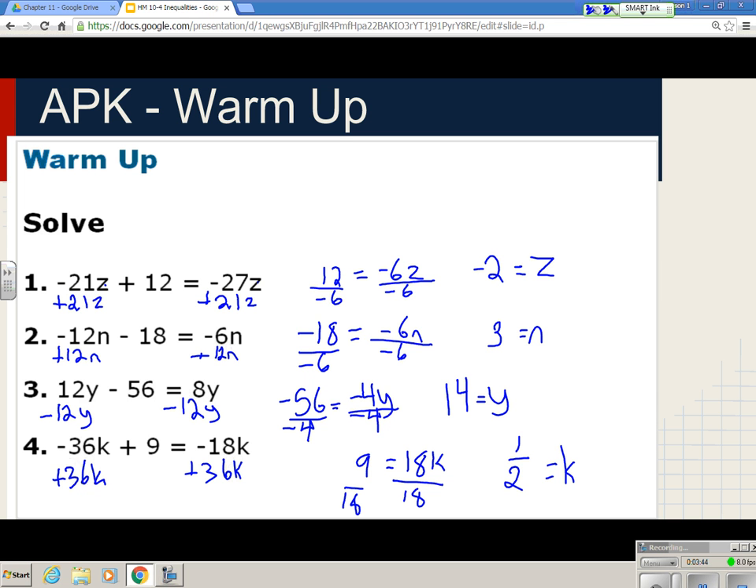So those are the answers you should have gotten for these 4 warm-ups. If you actually got all 4 of these right, come on over and give me a high five.